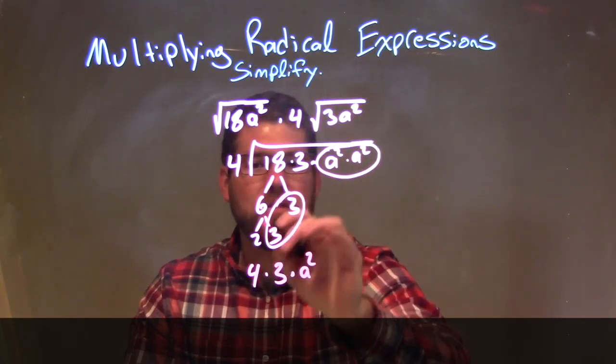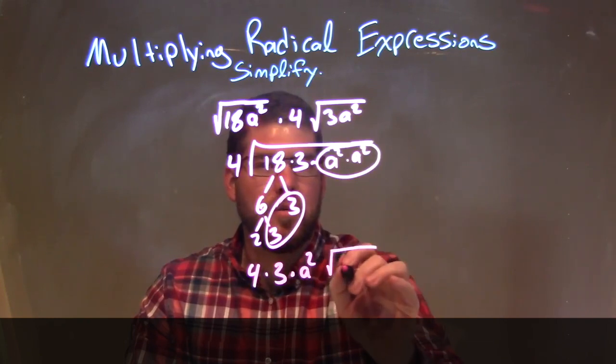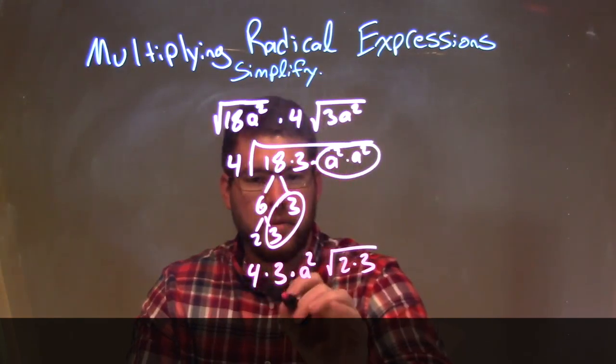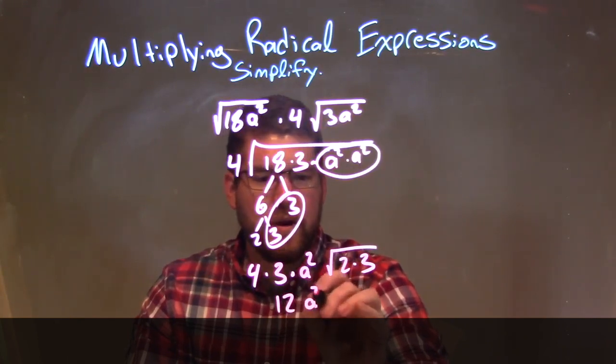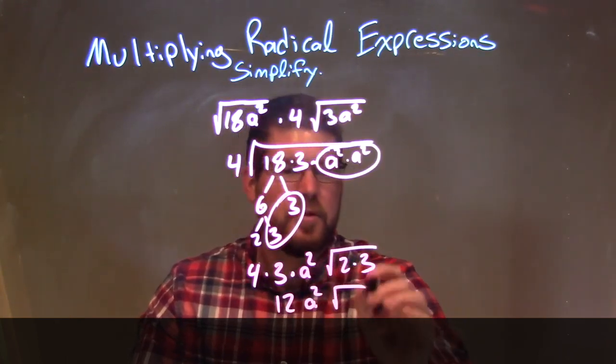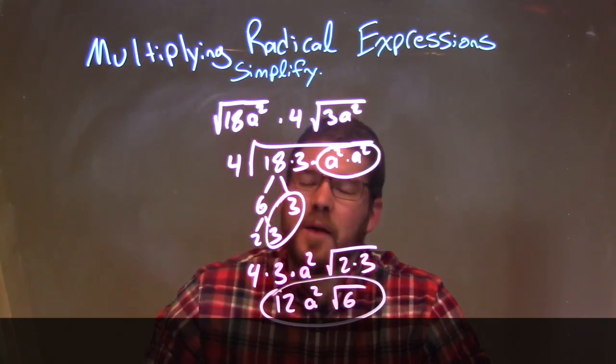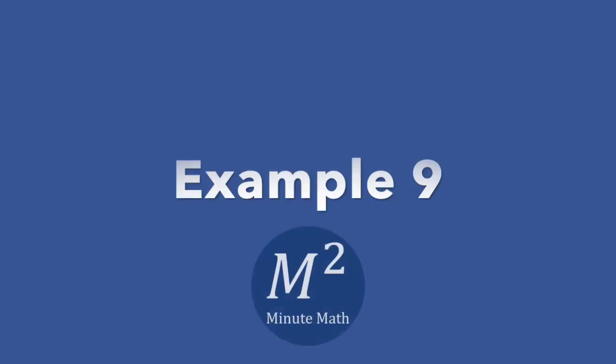What's left then is just the singles, the 2 times the 3 inside the square root. So now when I simplify this, 4 times 3 becomes 12. A squared is just right there. Then 2 times 3 is 6. And so my final answer is 12 times a squared times the square root of 6.